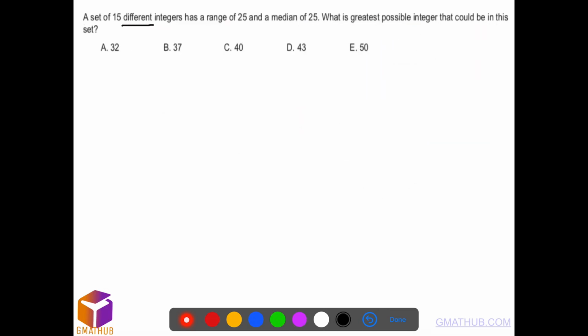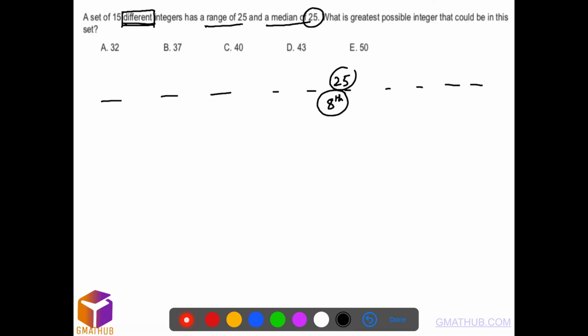"15 different integers." That's very important. Many people miss this word different and they get the wrong answer. Has a range of 25 and the median is 25. So if you arrange 15 numbers in ascending order, the 8th term, the middle term, is 25. Median is 25. Now all numbers are different. Now this is the smallest number, let's say. My concern is, what is the maximum value of the smallest number here?